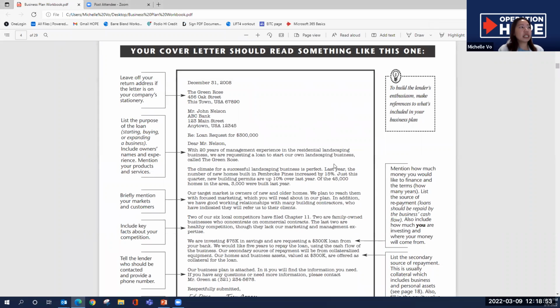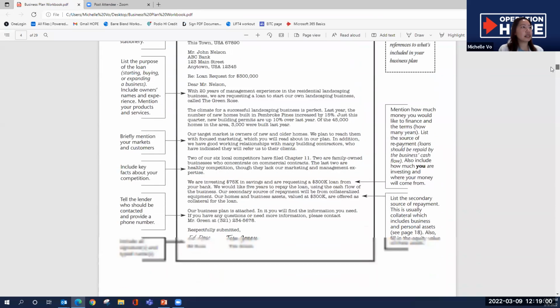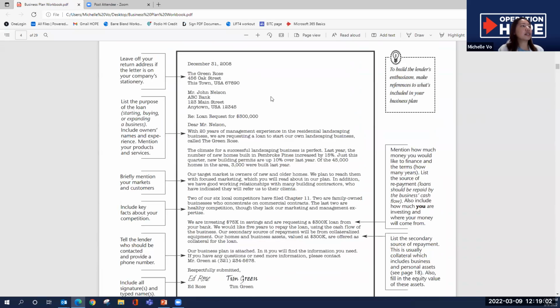Okay, so this is one of the examples of what your cover letter should be, something like this. As this is an example and it's really nice, it already has all the details required in a cover letter. As you can see on the top, of course, the date, the name of the business, the address, and then this is actually a landscaping company requesting a loan to have their own business.